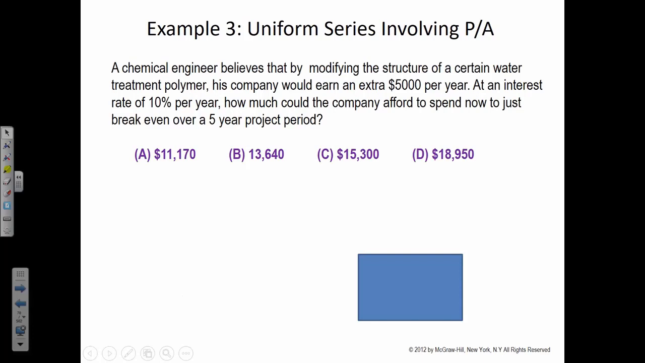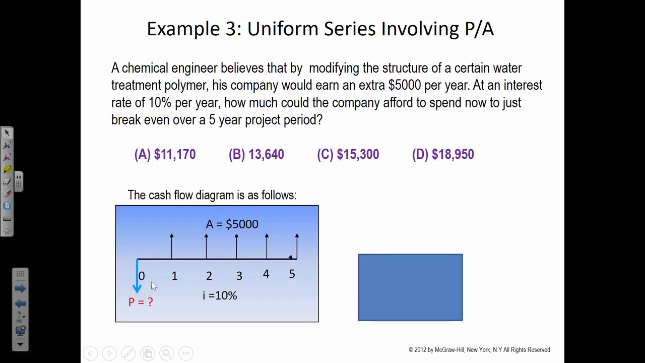All right, so let's just do a quick illustration here. If you believe that making some modification to a treatment process is going to earn the company $5,000 a year, how much can you afford now to get that extra $5,000 a year? So here's an illustration. How much can you afford to pay now to get an extra $5,000 a year for 5 years if the interest rate is 10%?